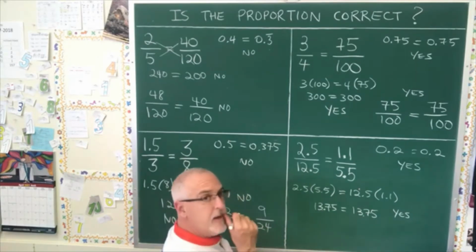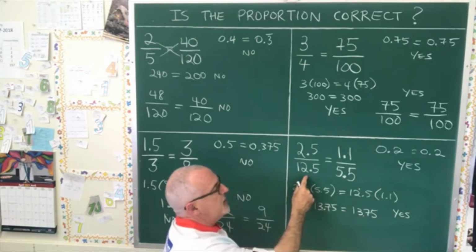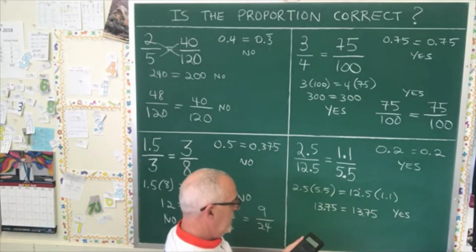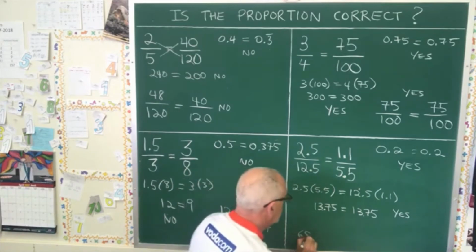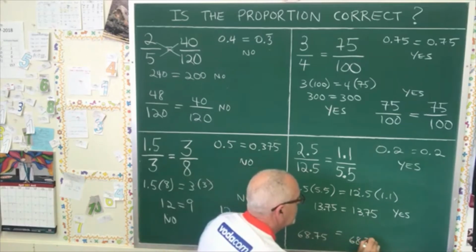Finally, common denominator. This looks like a real mess. Now, this is why it's good to have more than one method. But common denominator, I can find a common multiple of 12.5 and 5.5 by multiplying them by each other. And that gives me 68.75. So this is an ugly common denominator, but it is a common denominator.